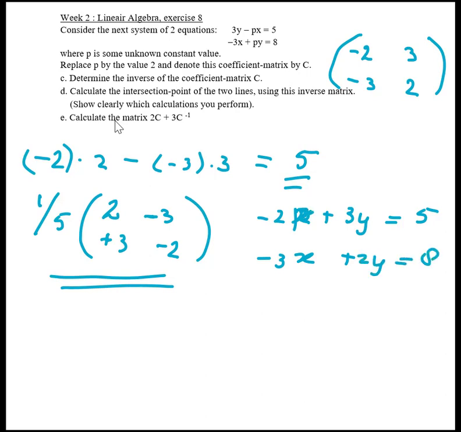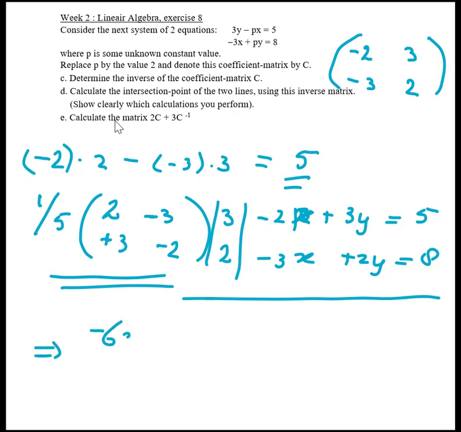Well, to get them in the same shape, I'd have to multiply them. And to make them identical, we multiply this one with 3 and this one with 2. Okay, then we get the following set of equations. So minus 6x plus 9y equals 15 and minus 6x plus 4y equals 16.